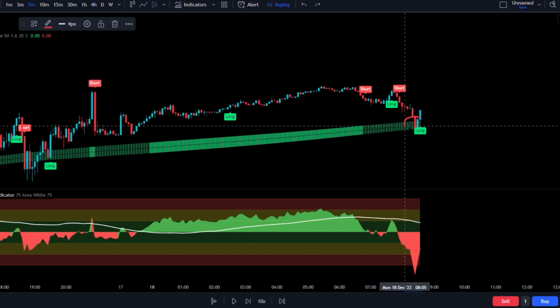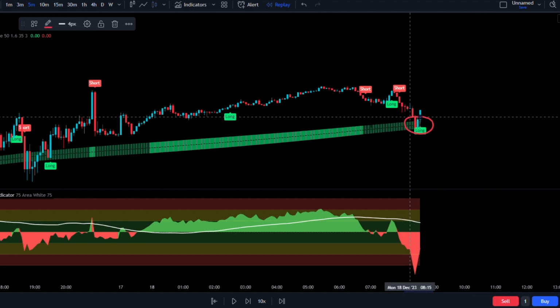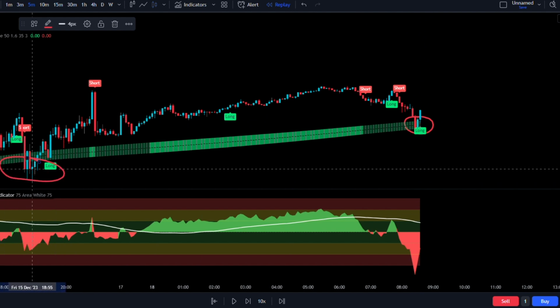As we can see here in this scenario, price pulls back to the market bias perfectly, and in this scenario it broke out of it before continuing.